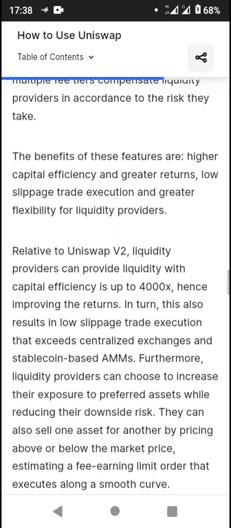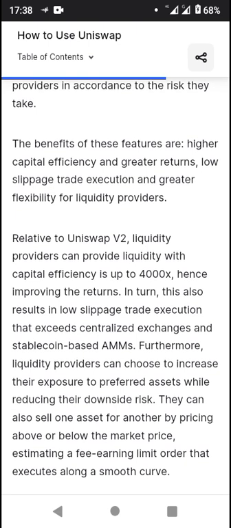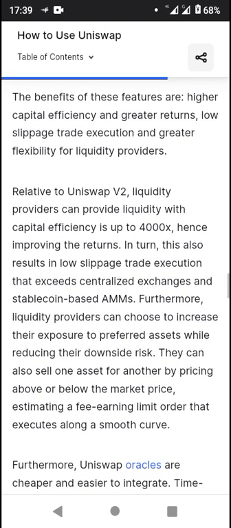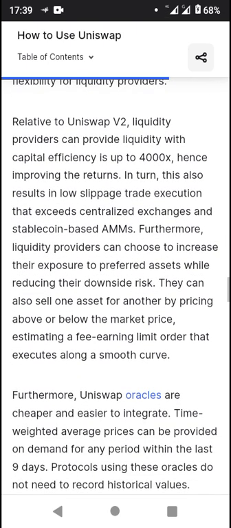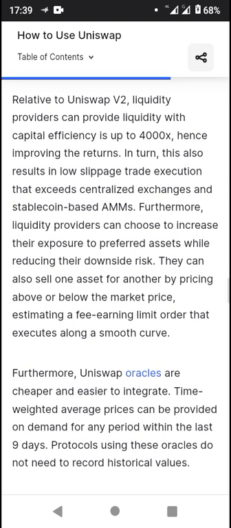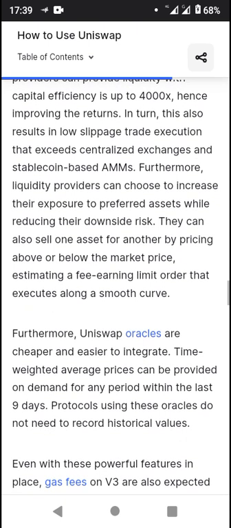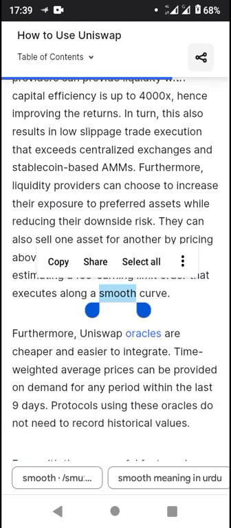So the benefits of these features are higher capital efficiency and greater returns, low slippage trade execution, and greater flexibility for liquidity providers. Relative to Uniswap version 2, liquidity providers can provide liquidity with capital efficiency of up to 4,000%, hence improving the returns in turn. This also results in low slippage trade execution, and exceeds centralized exchanges and stablecoin-based AMMs.